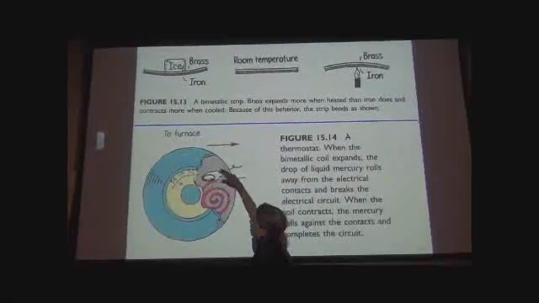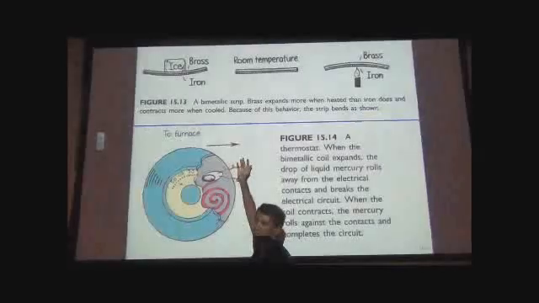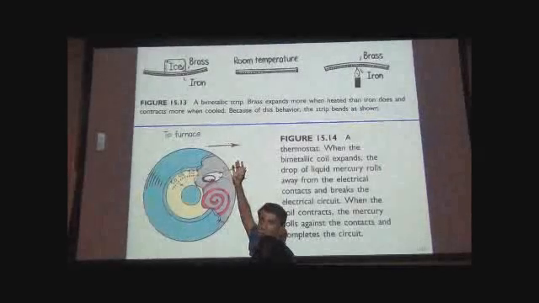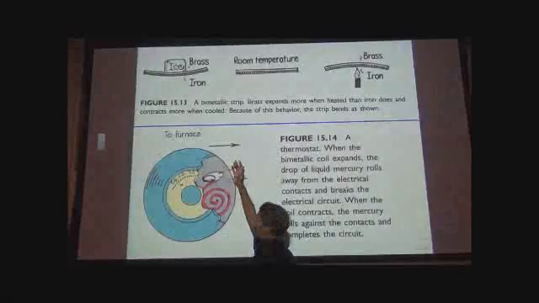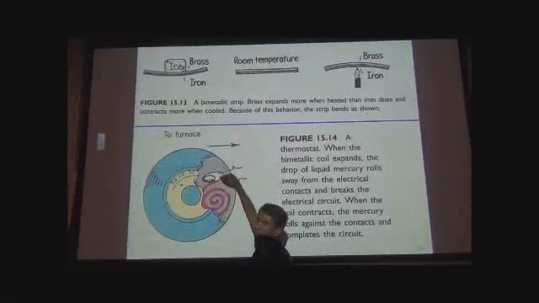The mercury then creates an electrical connection between those two wires, which then switches on your AC. The air conditioner switches on, temperature drops. When the temperature drops, the bimetallic strip contracts, the mercury goes back down, there's no connection now between the wires, and the AC goes off.